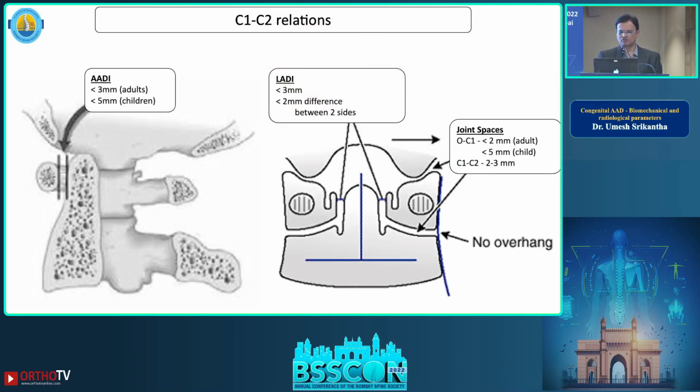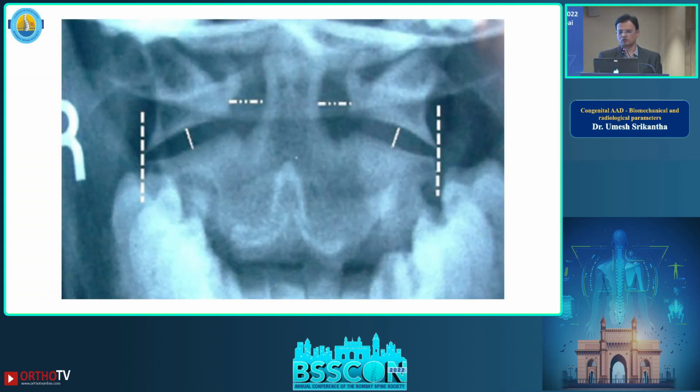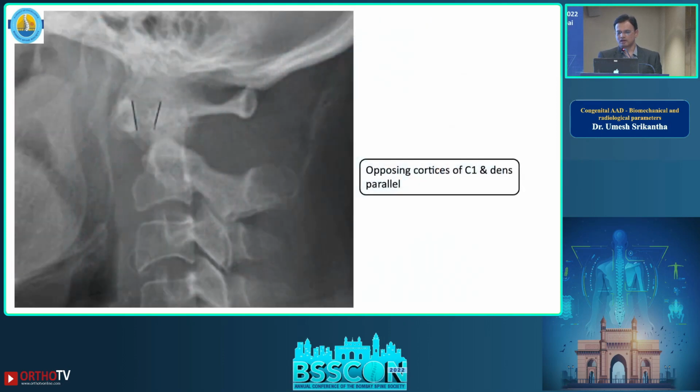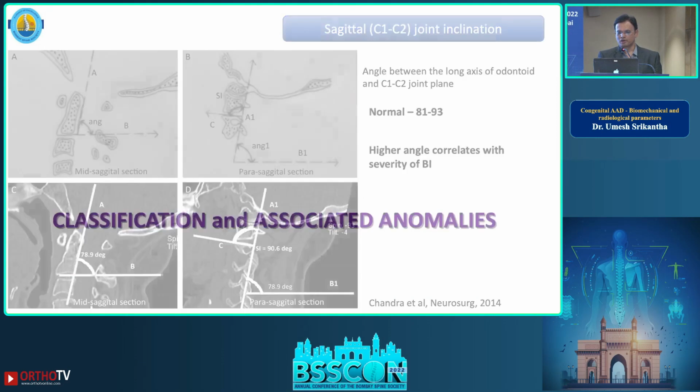Atlas-axis relations: we know that the anterior atlantodental interval as well as the lateral atlantodental interval are the important ones. The anterior atlantodental interval is less than 3 millimeters in adults and less than 5 millimeters in children. The lateral atlantodental interval usually is less than 3, and there should be less than 2 millimeters difference between the two sides. We should also look at the joint spaces, as shown in this X-ray.